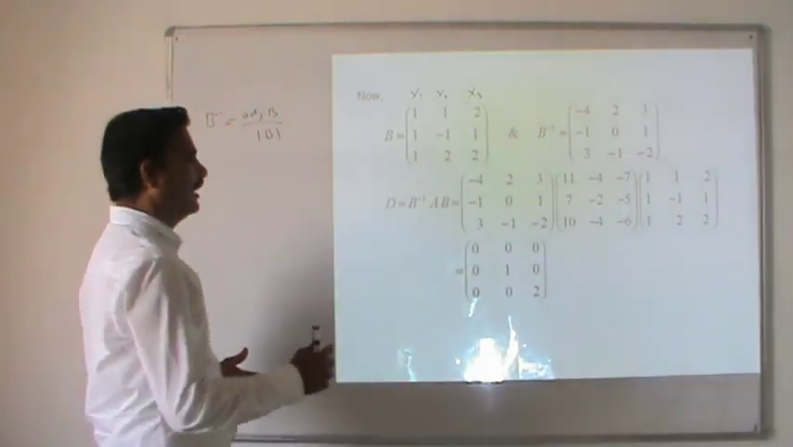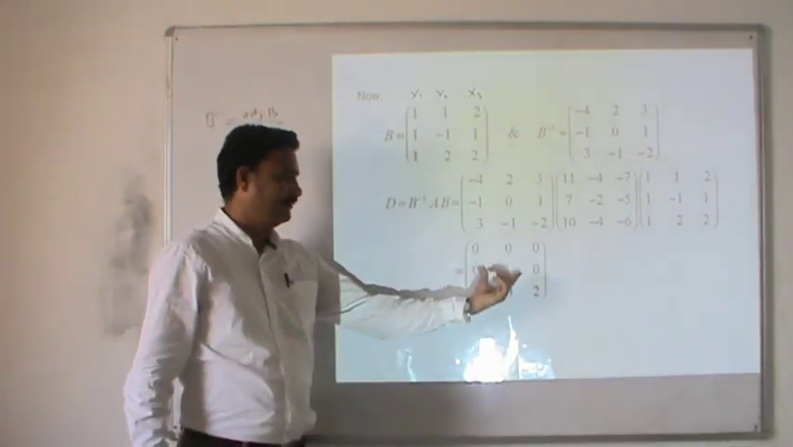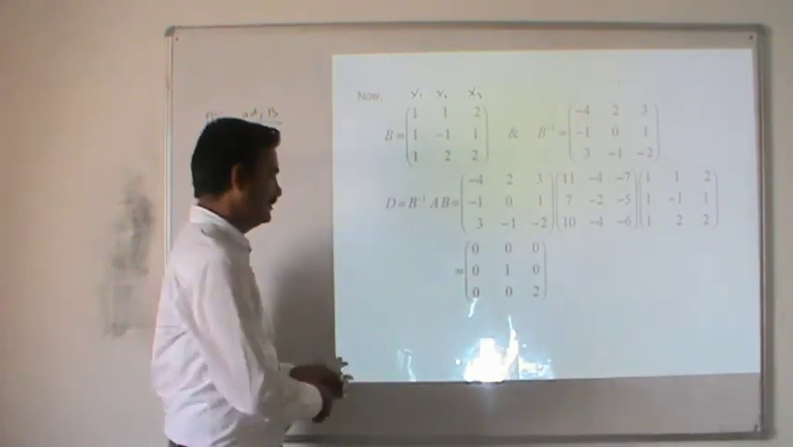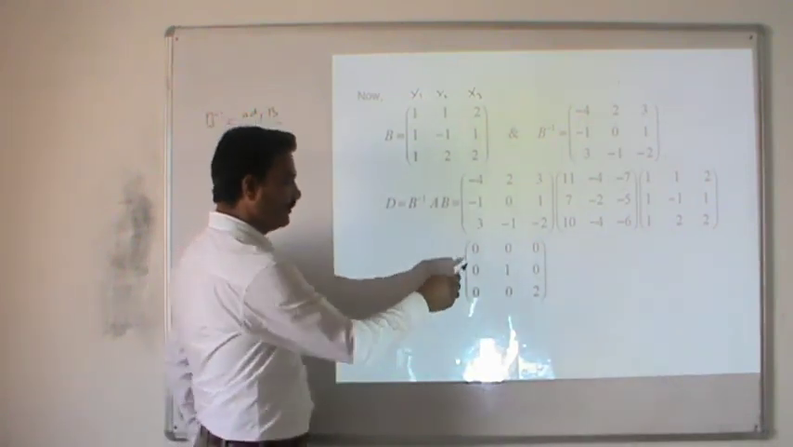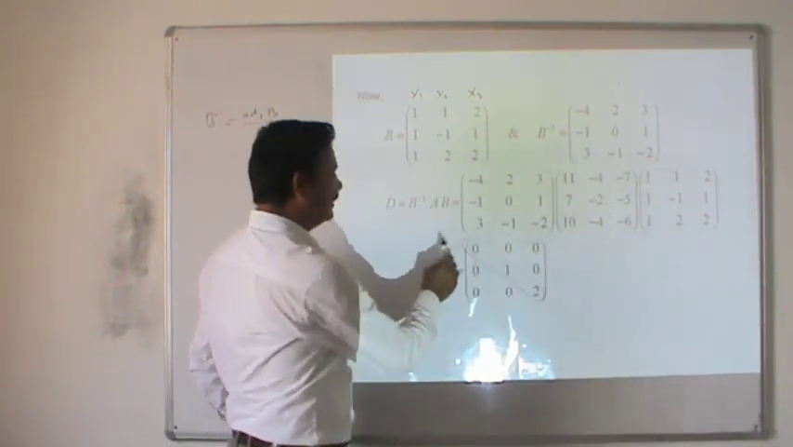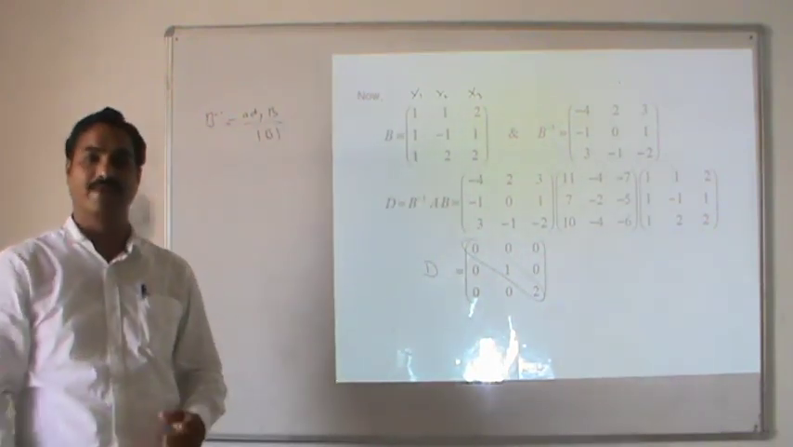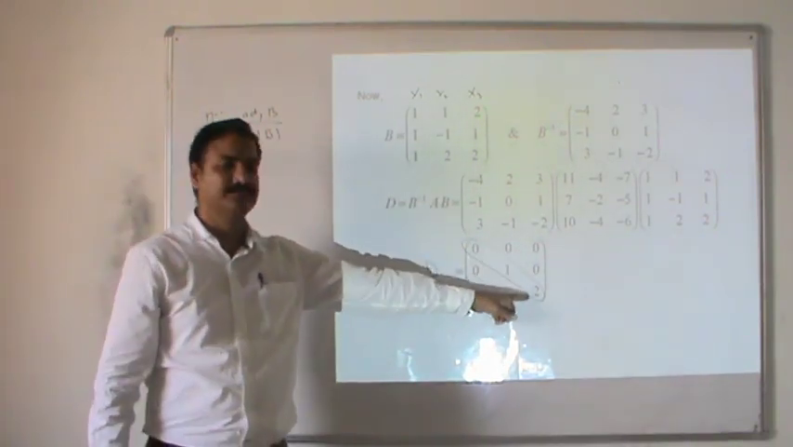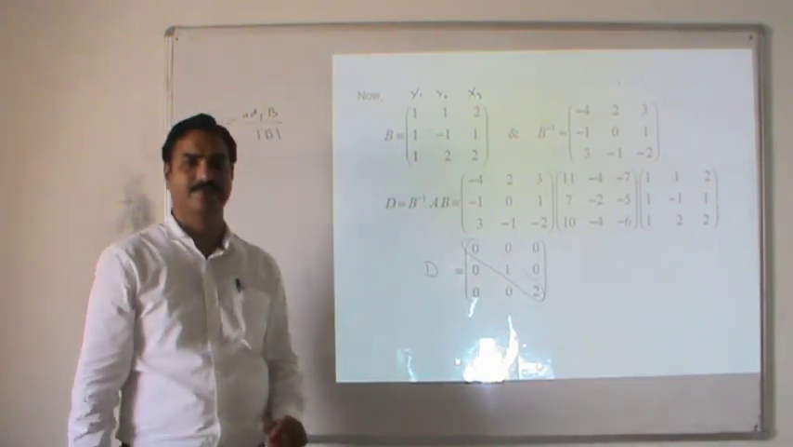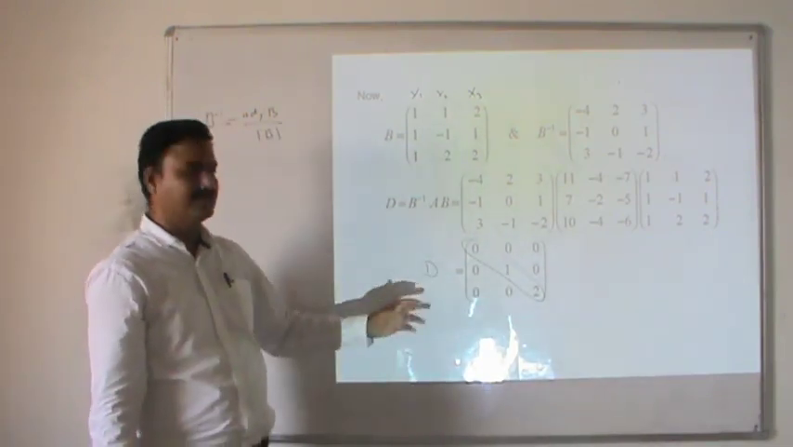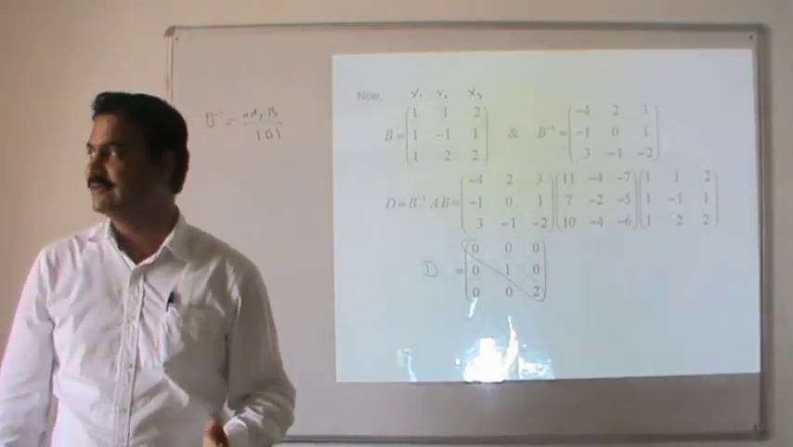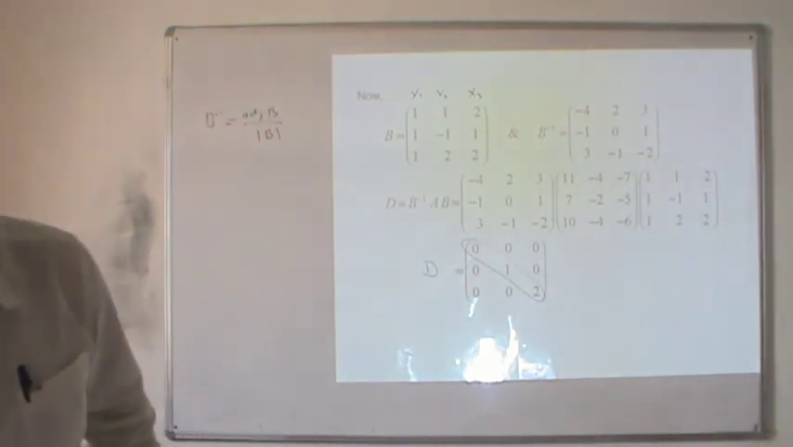So after multiplication, we observe this is the diagonalized matrix capital D, whose principal diagonal elements are clearly our eigenvalues of A: 0, 1, and 2. And all other elements are 0. So, in this manner, we diagonalize our 3 into 3 square matrix.